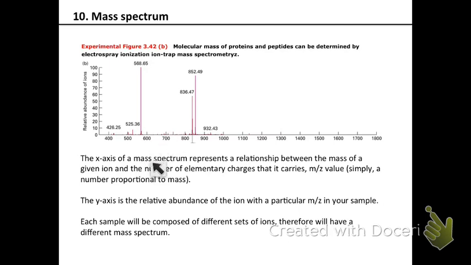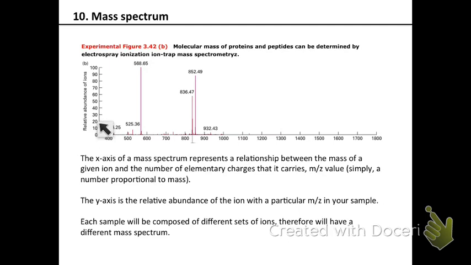So the x-axis of a mass spectrum represents a relationship between mass of a given ion and the number of elementary charges it carries. It's usually just 1. So the m/z value basically is going to be a number proportional to mass. So in the x-axis, it's essentially the mass. In the y-axis is the relative abundance of the ion.